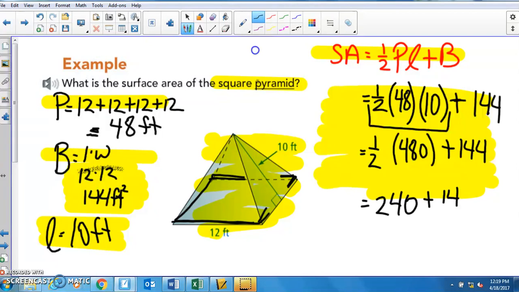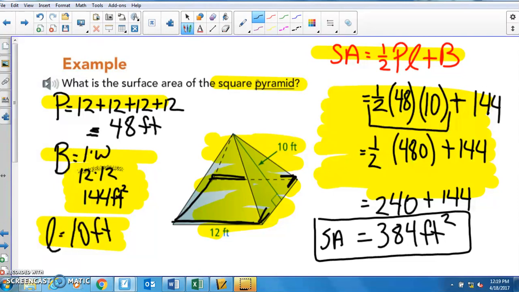Add that with the 144. And that gives you 384 feet squared is our surface area. So, let you copy down the rest of that.